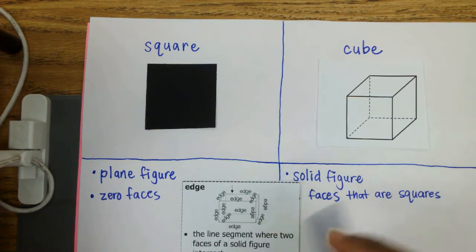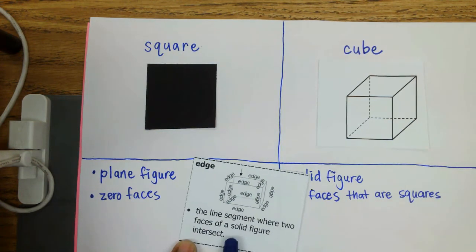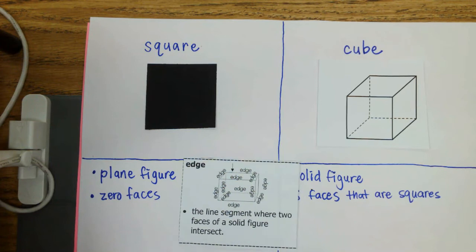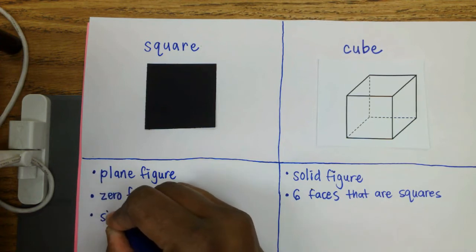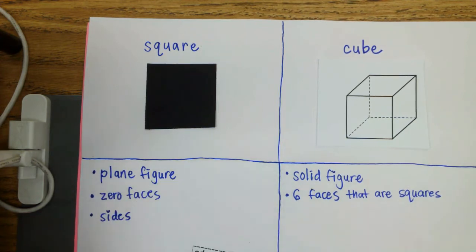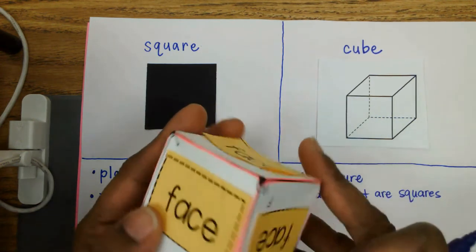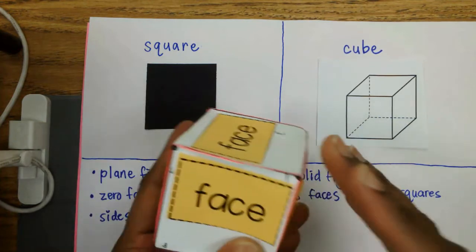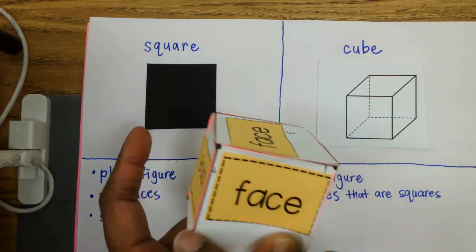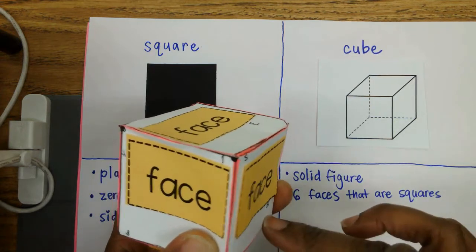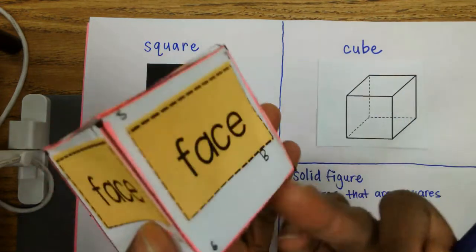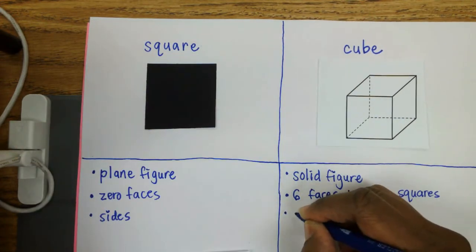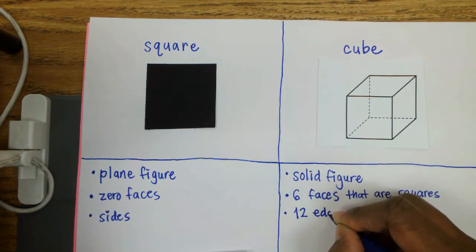Edges. Well, an edge is the line segment where two faces of a solid figure intersect. So a square doesn't have edges. Instead, it has sides, since it's a plane figure. And the edges on the cube, let's find our reference point. 1, 2, 3, 4, 5, 6, 7, 8, 9, 10, 11, 12. 12 edges.